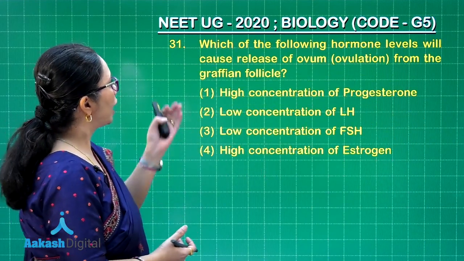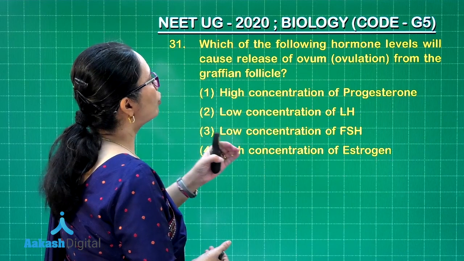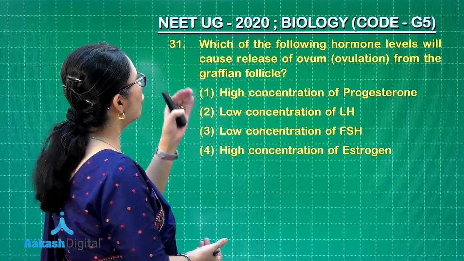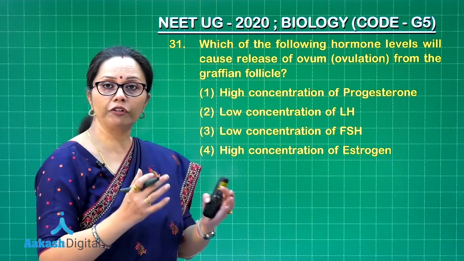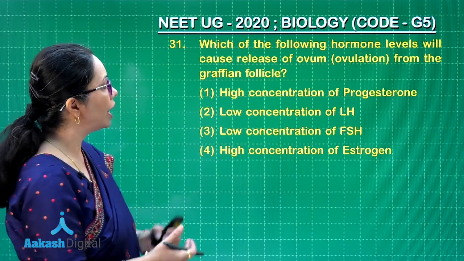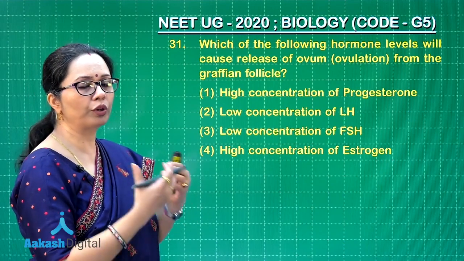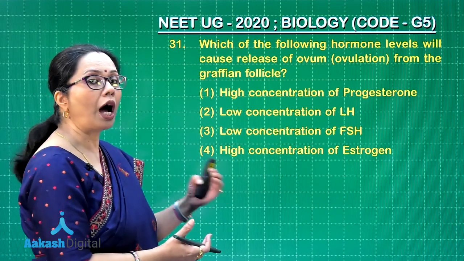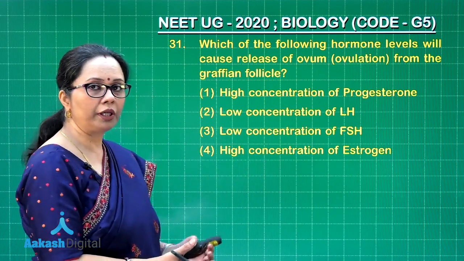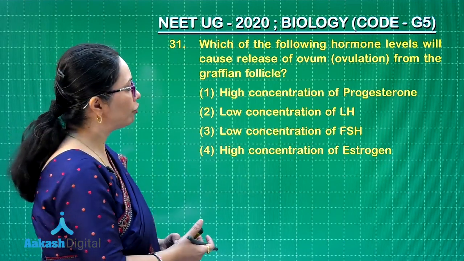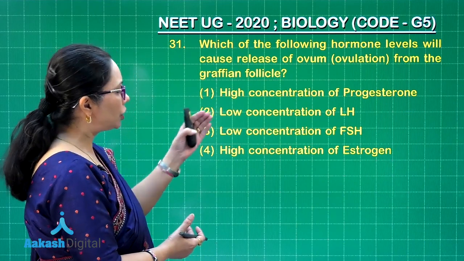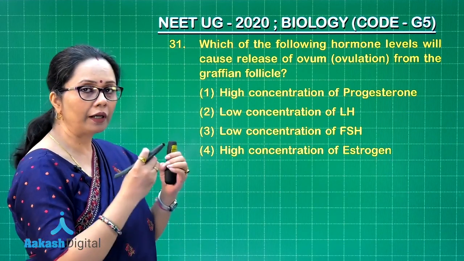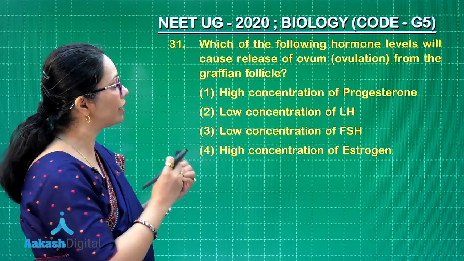So in this question, as you see, which of the following hormone levels will cause release of ovum, ovulation, that is from the Graafian follicle. Now the Graafian follicle is the mature follicle, and this would rupture to release the secondary oocyte which is suspended at metaphase 2 stage out of the ovary, and then it will be taken up by the infundibulum of the fallopian tube, right.